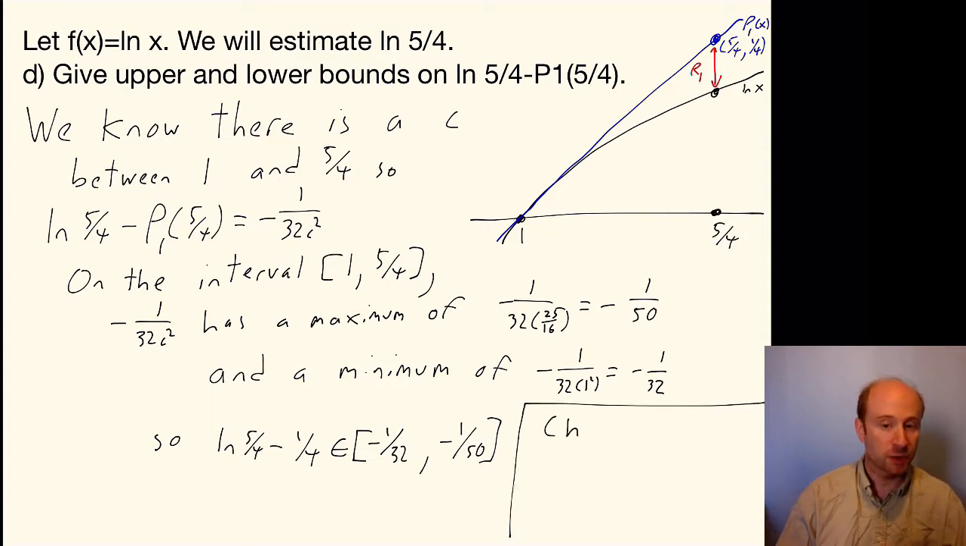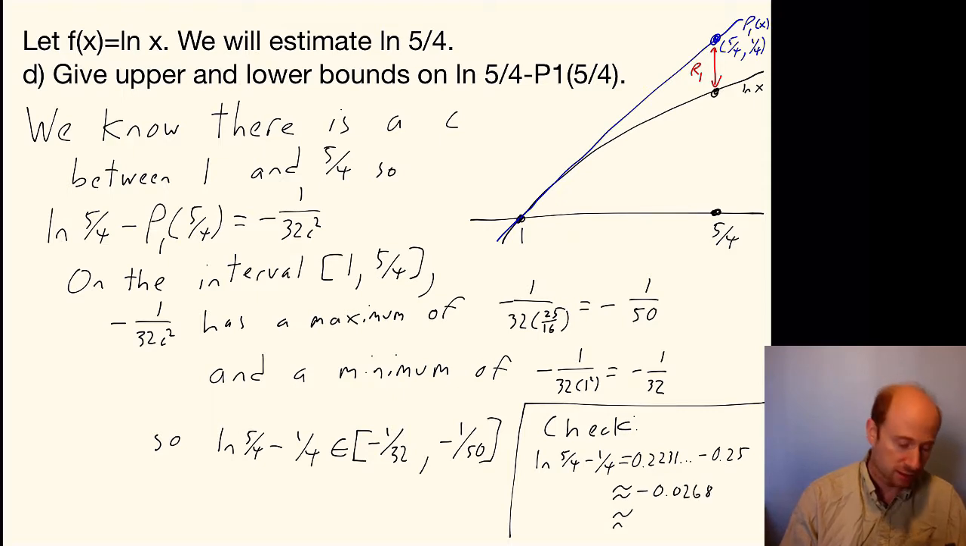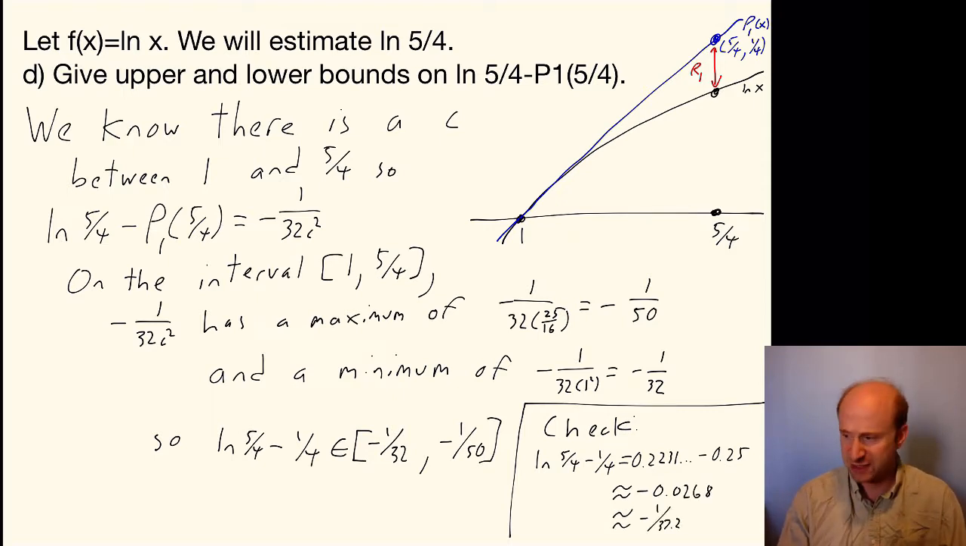Now is a good time to pull out a calculator and check that we haven't made a mistake. So we can plug these values in. Log of 5/4 minus 1/4 is about 0.2231 minus 0.25. The calculator says that's about negative 0.0268, which is indeed between negative 1/32 and negative 1/50. It's about negative 1 over 37.2.